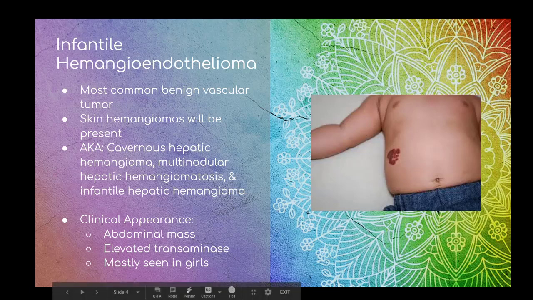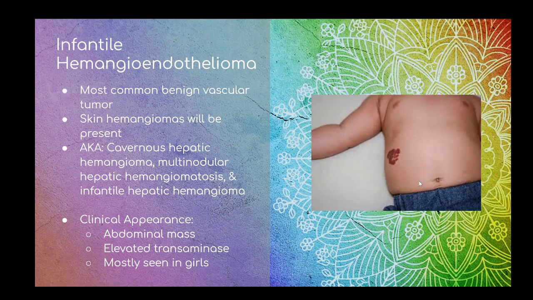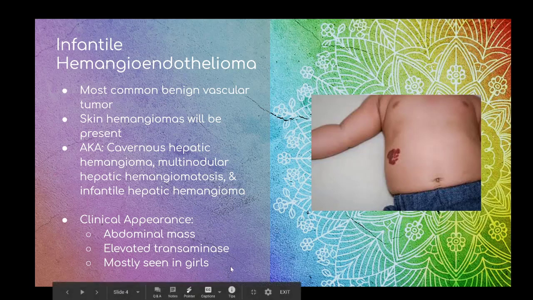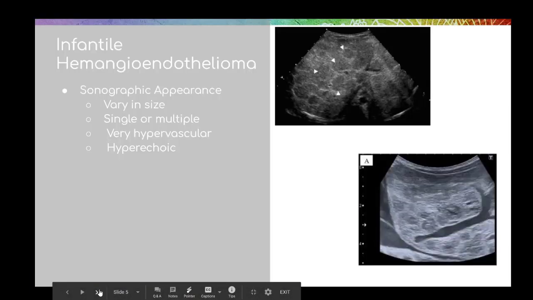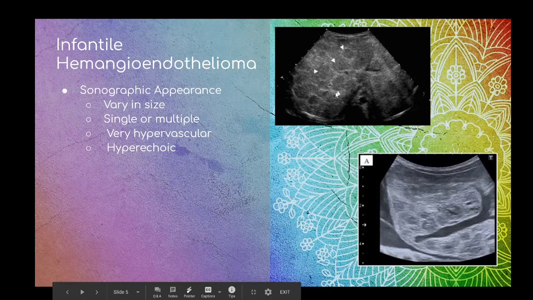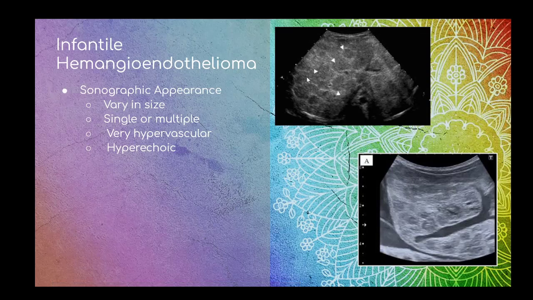So clinically, again, if the hemangiomas have grown large enough, it might be a palpable mass. Otherwise, we'll see those hemangiomas on the skin, and typically, lab-wise, we'll see elevated transaminase. We typically see it in girls, but I've seen it quite often in boys. So like I said, these look kind of scary. Doesn't that kind of look like mets, like what we saw on adult? A little scary looking, but it's completely benign.